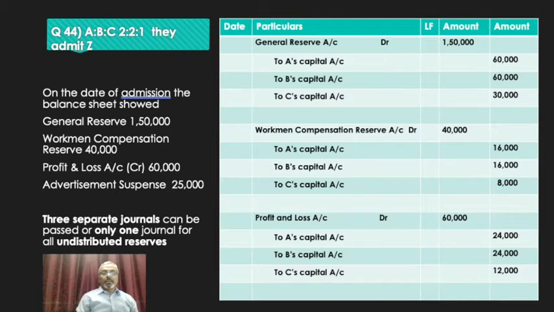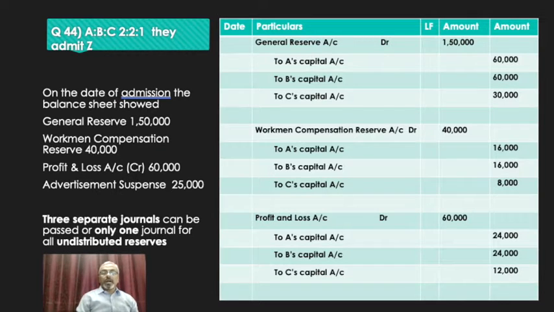Here the new partner is Z. Now we can pass three separate journal entries for general reserve, workmen's compensation reserve and profit and loss account, or we can combine into one. In my first slide, I'll explain to you what would happen if three journal entries are passed. For this, you need to understand the question very carefully. Has the question asked you to pass journals or has the question asked you to pass journal?